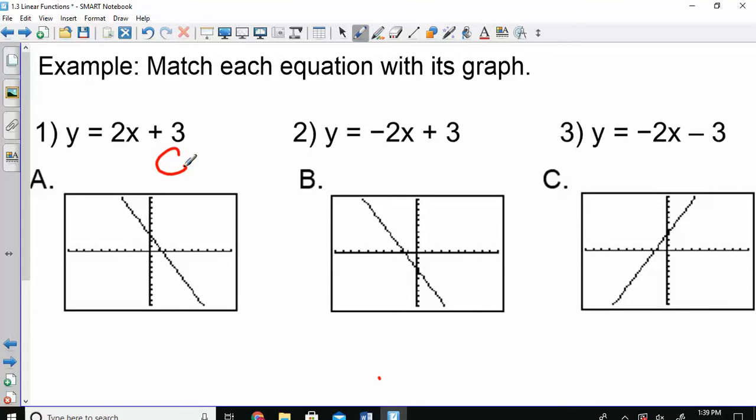All right. Both of these are decreasing, but this one should have a y-intercept of positive 3, and this one should be a negative. So which one has a y-intercept of positive 3? A. And the negative 3 is B. Okay, so we can easily match them.